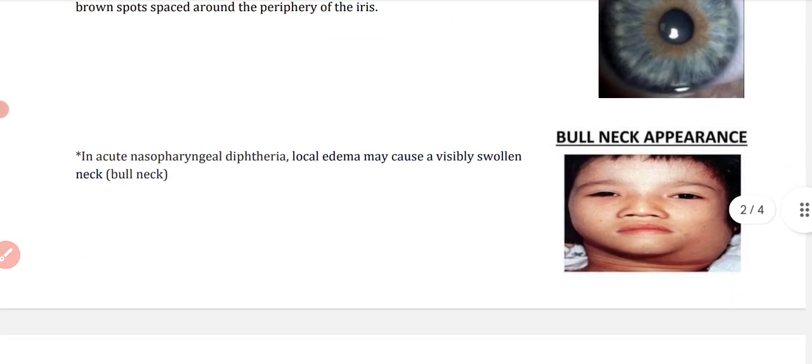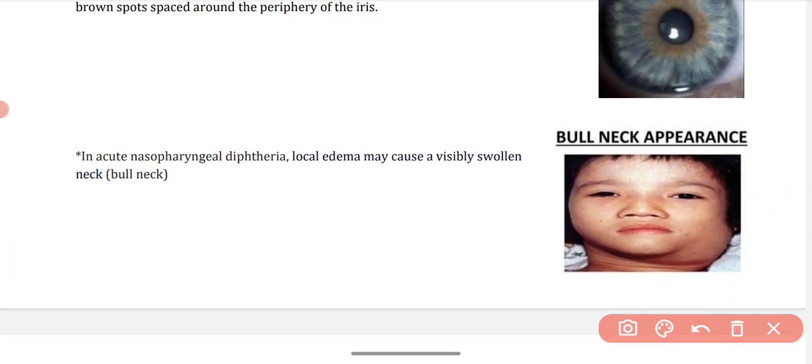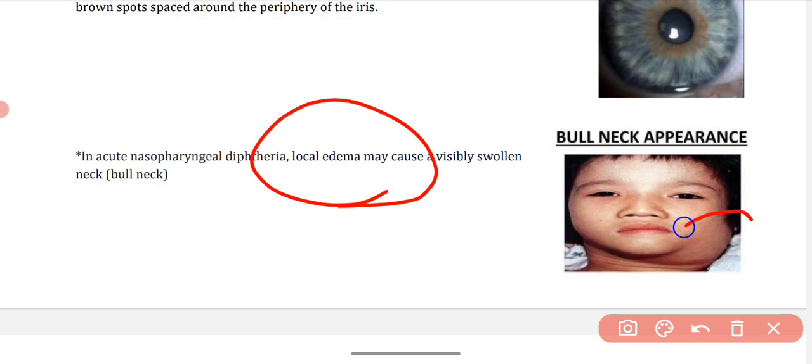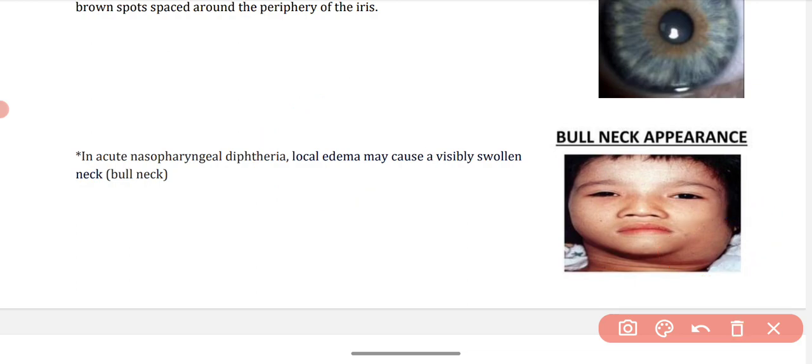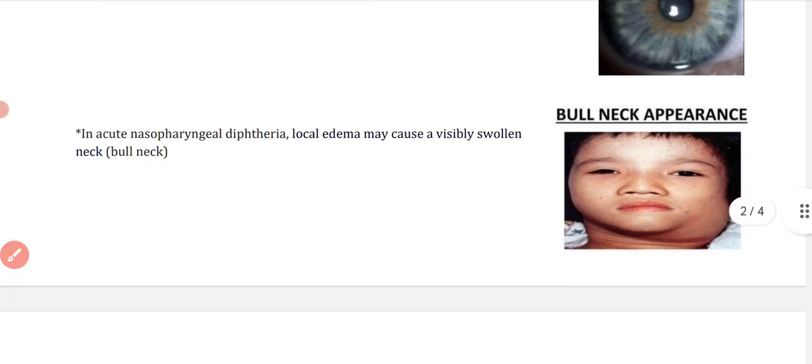Okay, and the next one is bull neck. Bull neck appearance is commonly seen in diphtheria. What is diphtheria? It is a respiratory tract infection where acute nasopharyngeal problems will be there. Local edema will be present around the neck and it looks like a bull's neck. So that's why it is called what? Bull neck appearance. You can see here. So bull neck appearance is commonly seen in diphtheria.